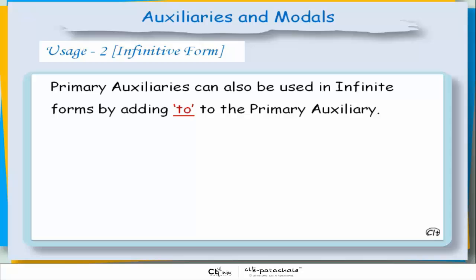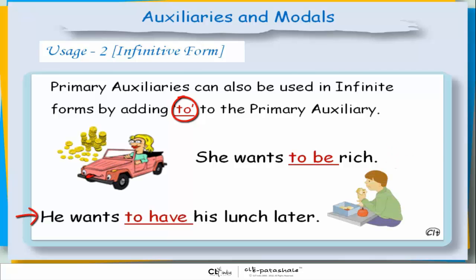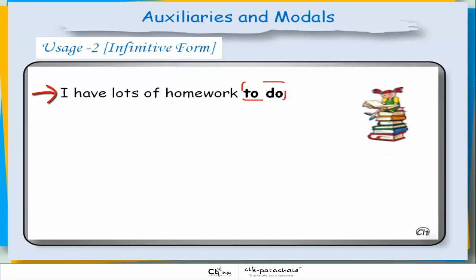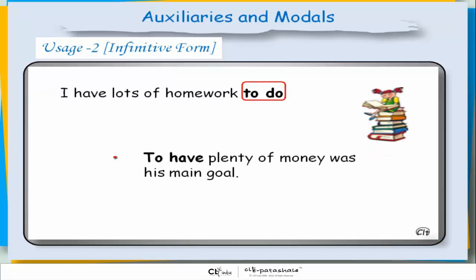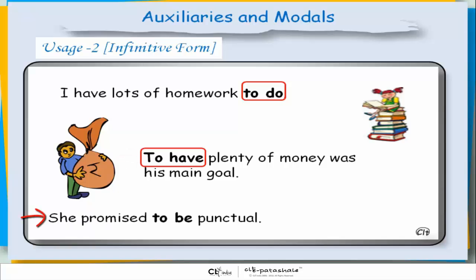Primary auxiliaries can be used in infinite forms by adding to before the primary auxiliary. She wants to be rich. To be. He wants to have his lunch later. To have. I have lots of homework to do. To do. To have plenty of money was his main goal. To have. She promised to be punctual. To be.